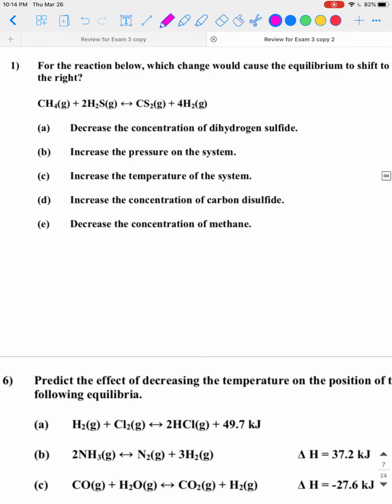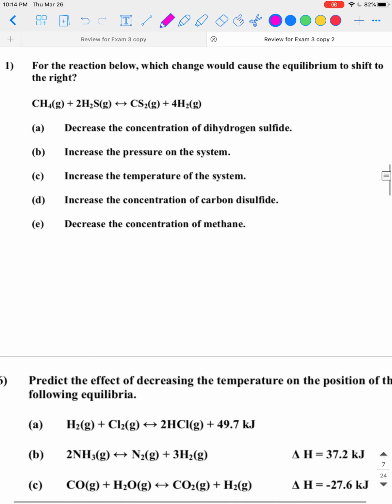Okay, next problem. For the reaction below, which change would cause equilibrium to shift to the right? Okay, so this is a Le Chatelier's principle. Again, this is chapter 7 stuff. We want to know what's going to cause equilibrium to shift to the right. I'm going to erase so I have more room. I'm going to write all over this equation. If we're shifting to the right, we're shifting this direction. So we'll follow each of these scenarios.